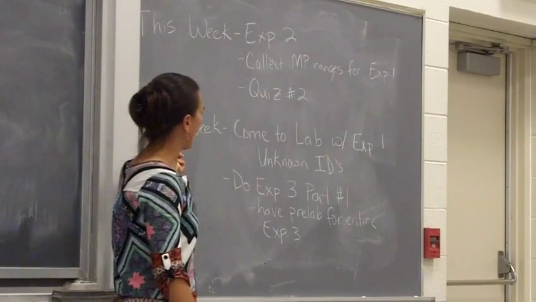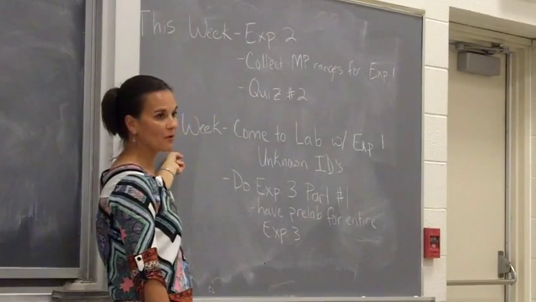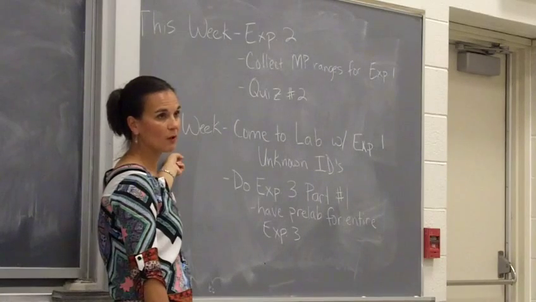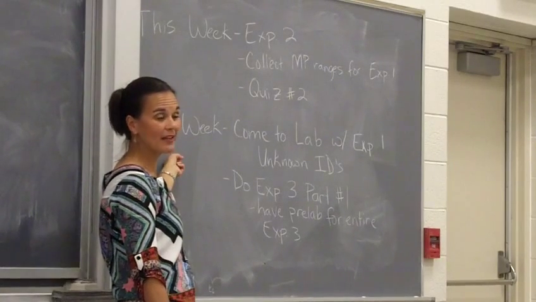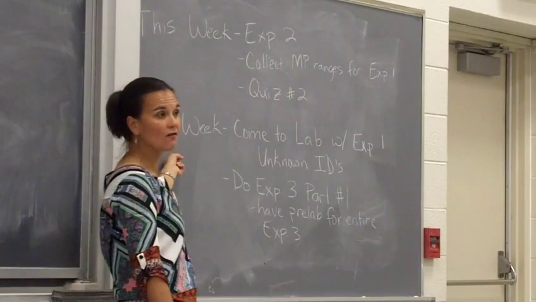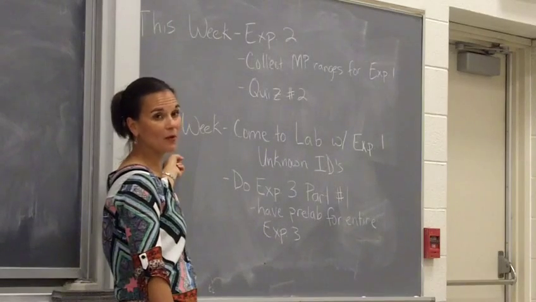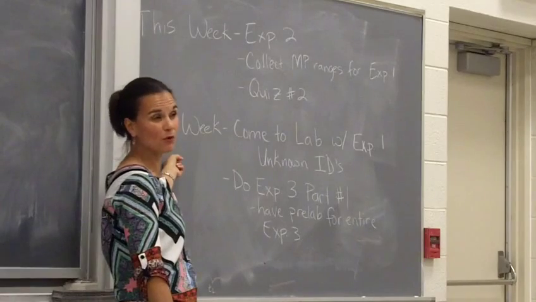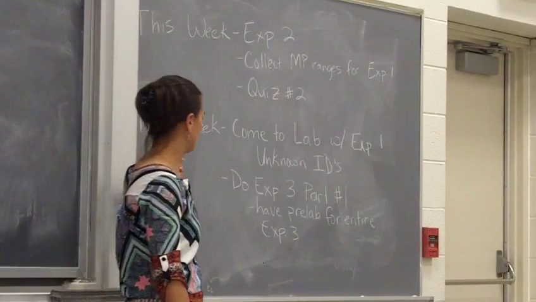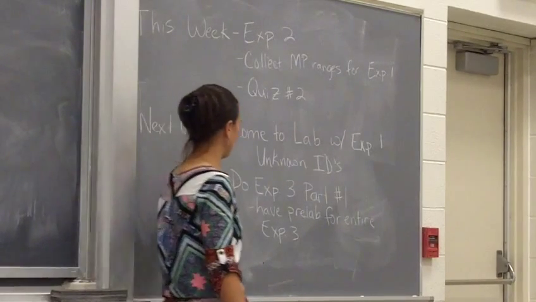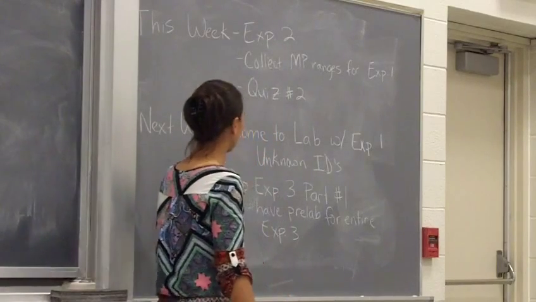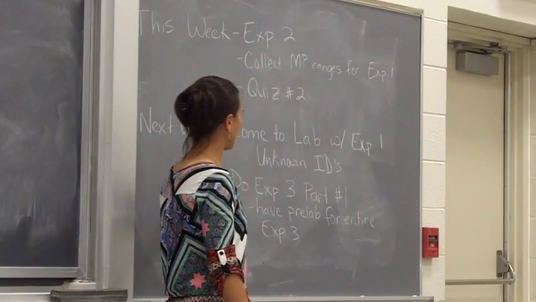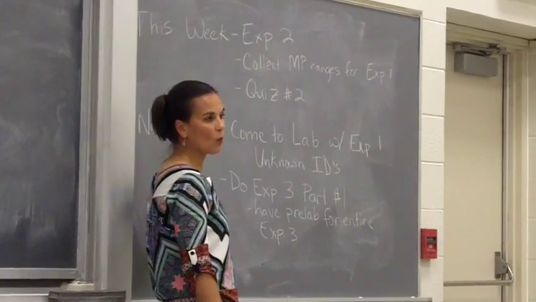Next week, you are supposed to come to lab, so we're giving you the time to collect melting point ranges. Next week, you need to come to lab with the identification of your unknowns for experiment 1. So that means the melting points need to be done, and you need to know what, or at least propose what you think you have, okay? So know enough information to propose the unknown identification.